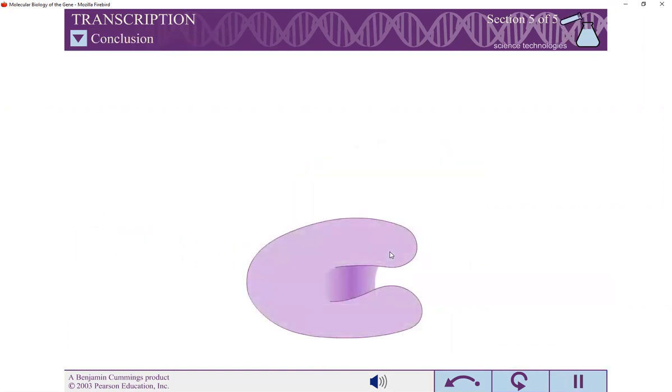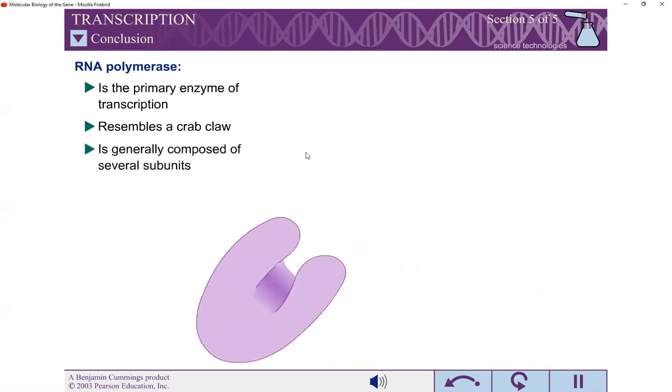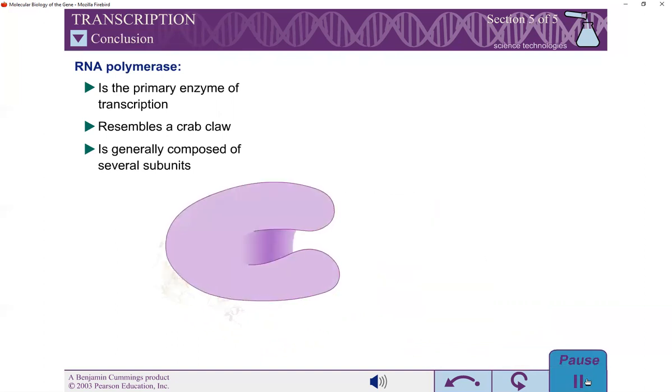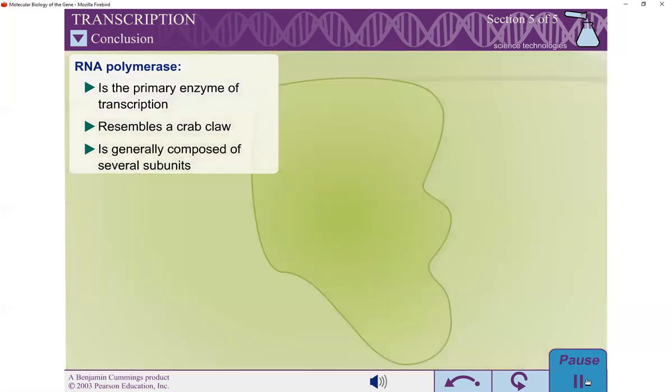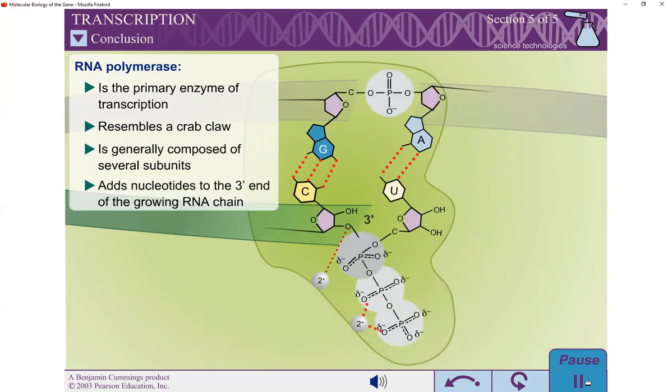The primary enzyme of transcription is RNA polymerase. Both prokaryotic and eukaryotic RNA polymerases resemble a crab claw. RNA polymerases are generally composed of several subunits: alpha, alpha prime, beta, beta prime, sigma, and then the omega subunit. The sigma subunit is referred to as a different factor, while the others are referred to as core subunits. The active site of RNA polymerase contains two metal ions. Just as in DNA polymerization, these metal ions promote the addition of an incoming nucleotide to the 3' end of the growing RNA chain.